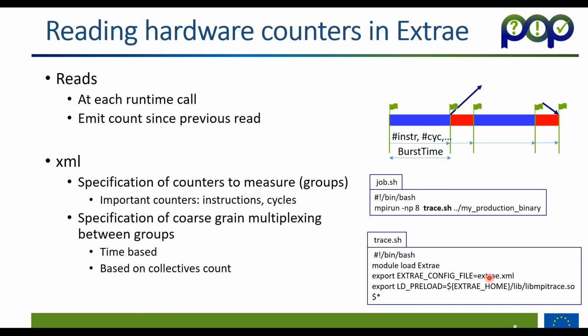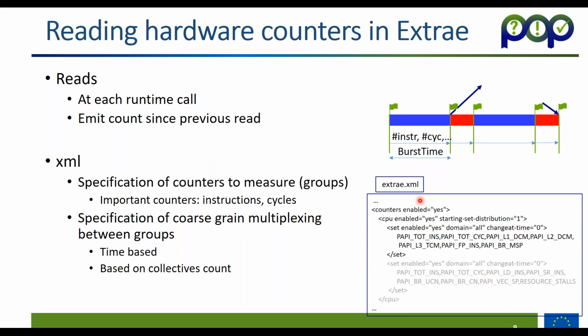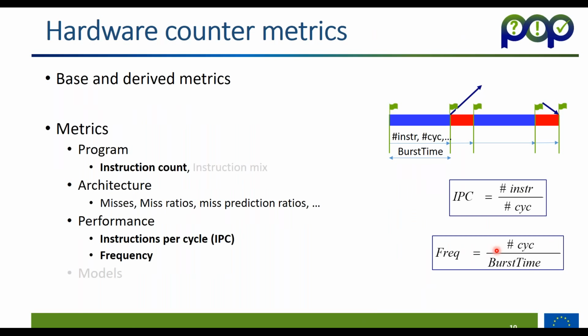The extrae configuration file, the XML file which specifies which hardware counters to read, has one section just about that. Here you say which counters you want captured at every entry and exit of the runtime call. A typical configuration file is this one, where you instrument, let's say, instructions, cycles, L1, L2, L3 misses, maybe floating point instructions, or maybe branch mispredictions. So these values captured in the trace let you compute either basic or derived metrics.